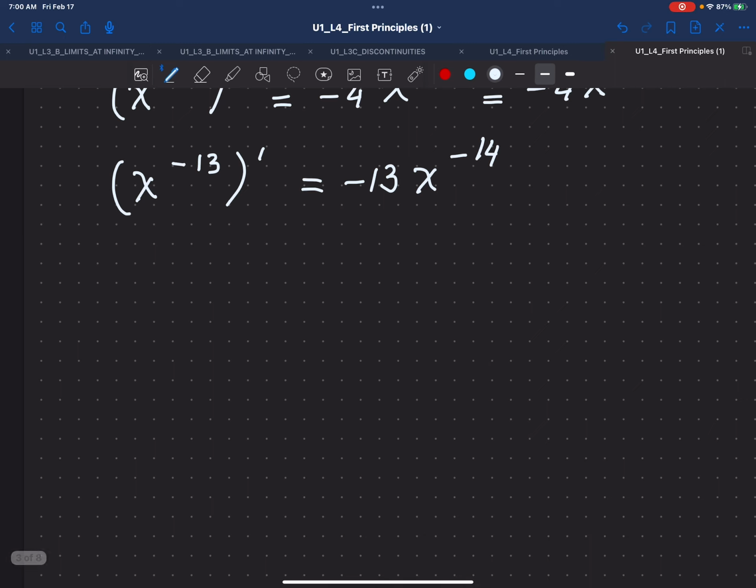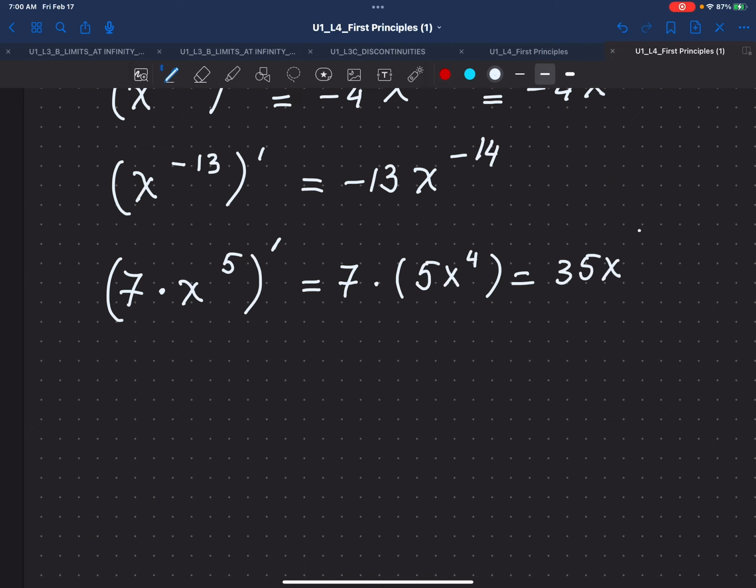Now let's take a look at another one. This time we have 7x to the power of 5. We're differentiating this. Now this is the multiplication of the constant 7 by x to the power of 5. The constant is not differentiated, it will stay intact. So we only differentiate the variable part, the x to the power of 5. So that would be 5x to the power of 4. Simplify. 7 times 5 is 35x to the power of 4.